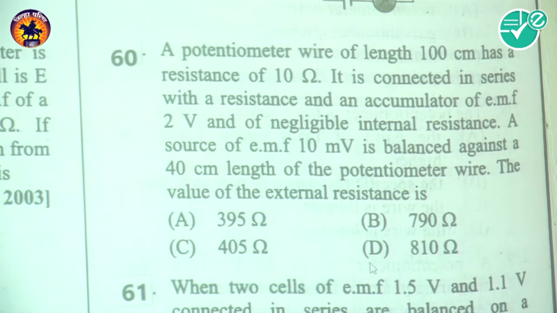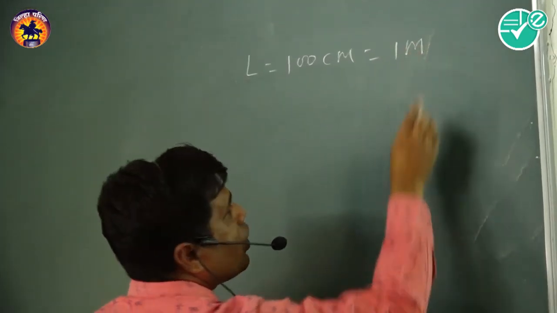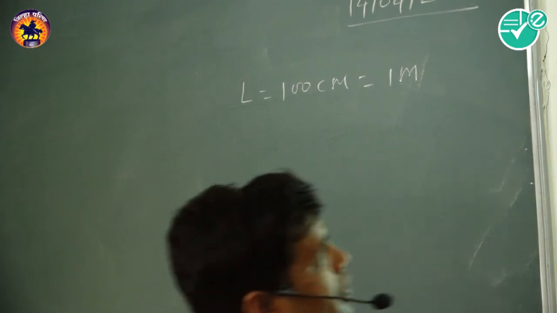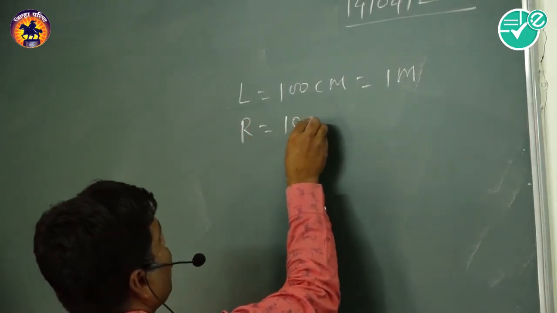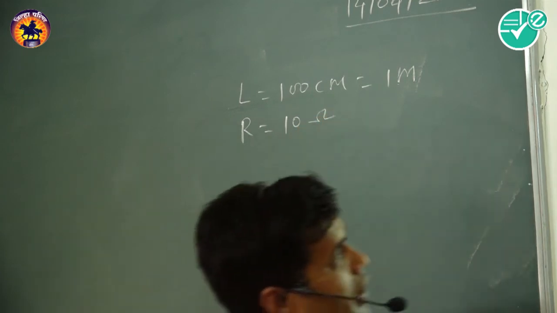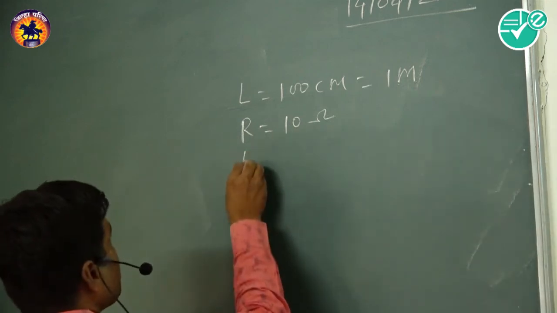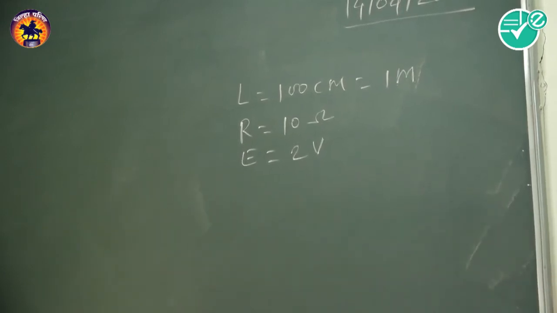A potentiometer wire of length L equals 100 centimeter, that is equal to 1 meter, and has a resistance of 10 ohm. Then it is connected in series with a resistance and an accumulator of EMF 2 volt. We have given E is equal to 2 volt and negligible internal resistance.